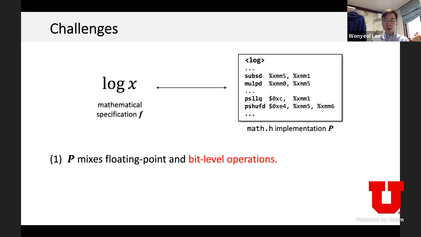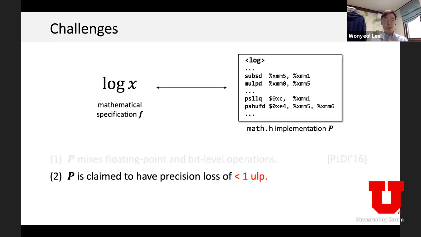And we partially solved this issue and presented our results at PLDI. Because of the time limit, I'm not going to talk about our approach in more detail, and I'd like to move on to the next challenge, which is that floating point implementations are usually claimed to have very low precision loss, namely less than 1 ulp error.